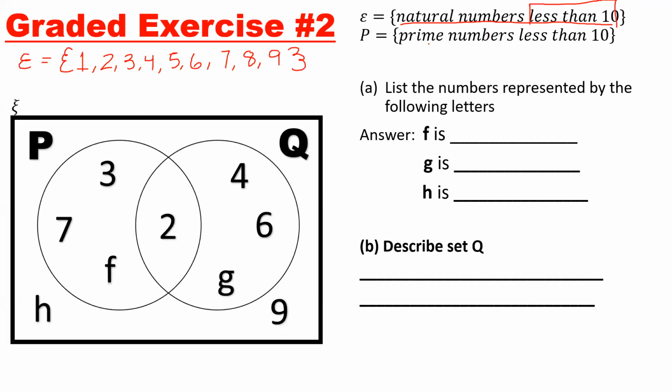Now, prime numbers less than 10. So P is the prime numbers less than 10. In the chat, please put all of the prime numbers less than 10. I didn't say put a number. I said put the prime numbers less than 10. Where are the commas to separate your numbers?